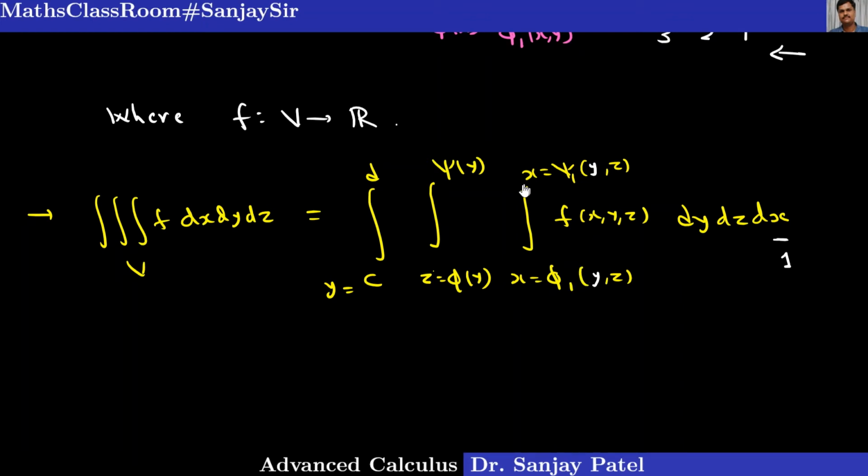Okay. Once this integral is done, the second integral, the variable is z. So when you integrate with respect to z, x is gone. So limits of z will be either constants or functions of the remaining variable, that is y. So here I have written z is a function of y. And then finally, only the variable y is left. Finally, the limits of y are always constants. So there are many possibilities. You can shuffle this order and compute the triple integral.